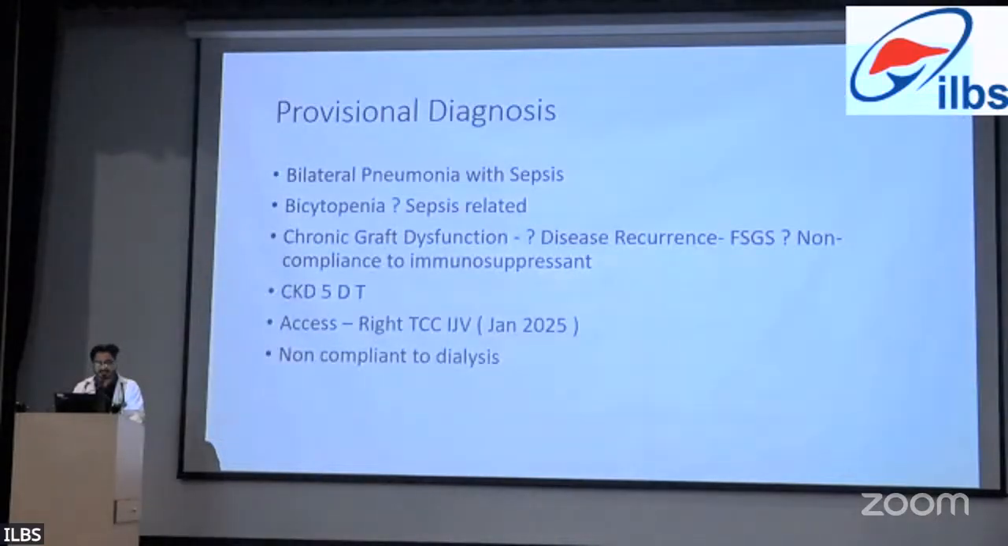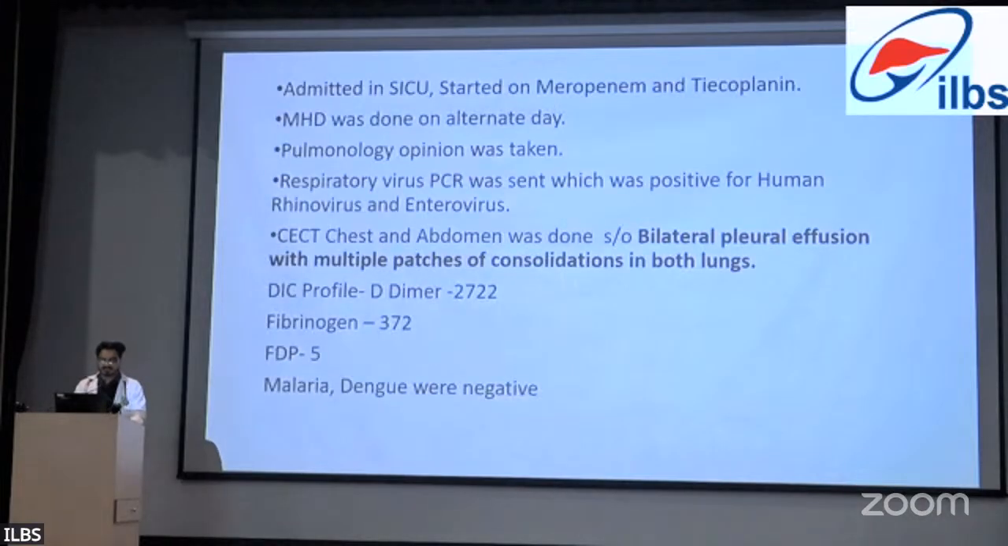Provisional diagnosis: the patient was diagnosed with bilateral pneumonia with sepsis, bicytopenia, query sepsis related, chronic graft dysfunction, FSGS, query non-compliance to immunosuppressants, CKD 5, and access was a right tunneled cuff catheter, with non-compliance to dialysis. He was admitted to SICU and was started on meropenem and teicoplanin. Hemodialysis was continued on alternate days.